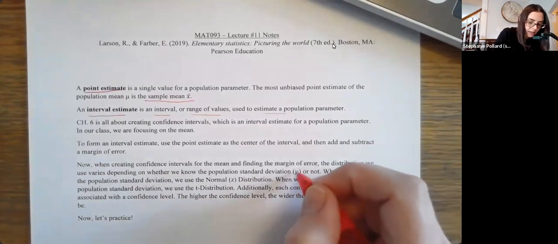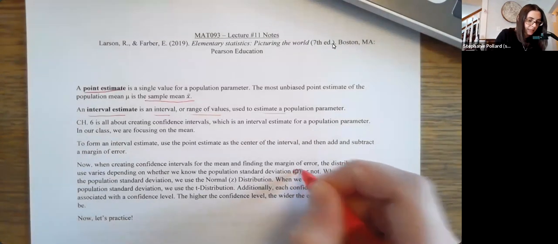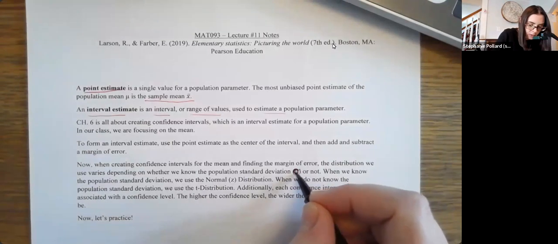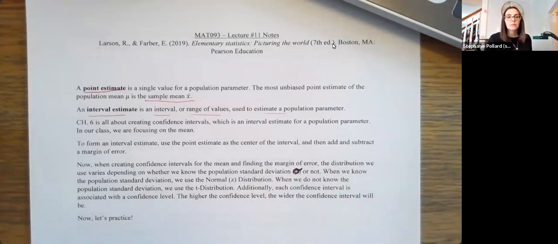So it's going to depend on whether we know the population standard deviation or not. And I apologize, I just caught this mistake. This should be a sigma there, not a mu. Write that in. So it should look like that. When we know the population standard deviation, we would use the normal curve or the Z-curve. And if we don't have that information, if we have only sample data, then we use what's called a t-distribution.